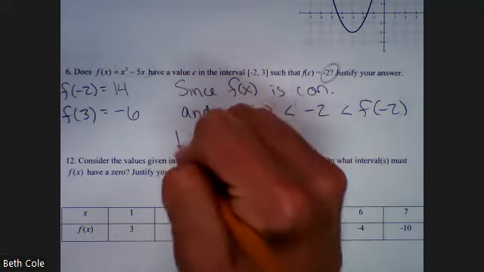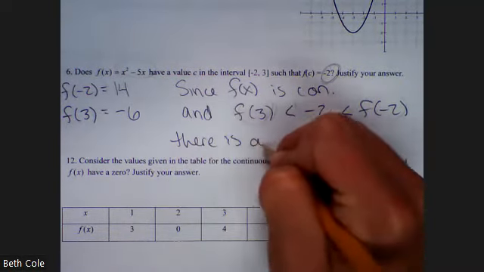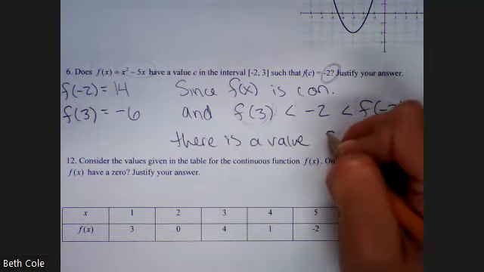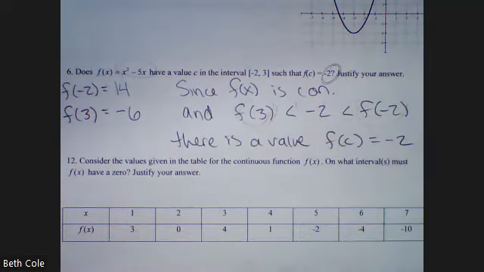So since all that is true, there is a value c such that f of c equals -2. That's the whole conclusion: that value exists. It's there. We proved it. We're amazing.